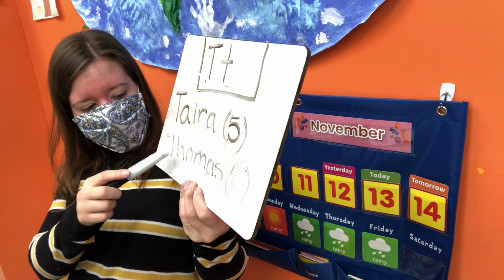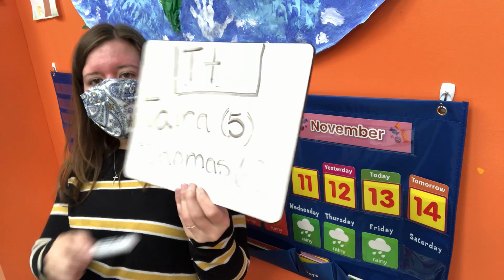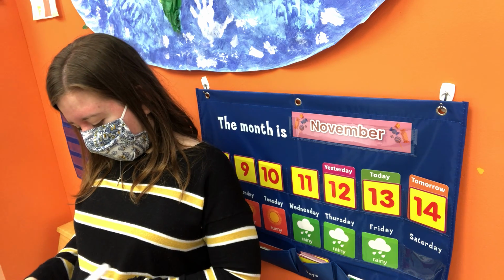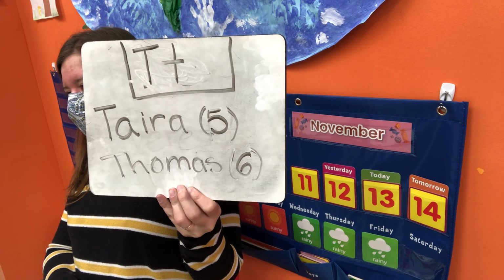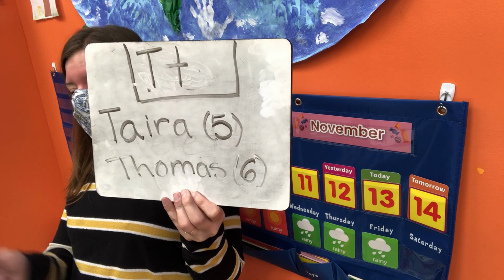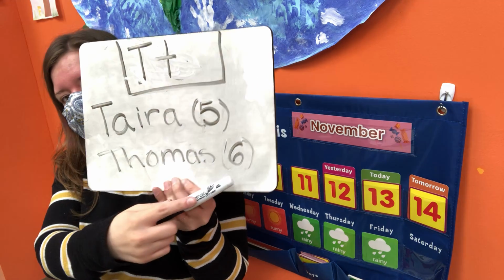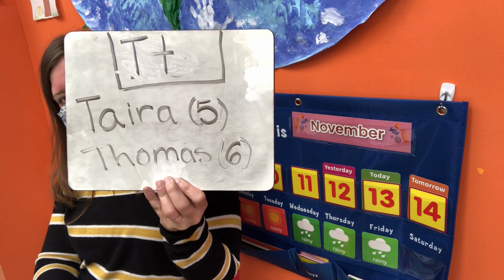Let's count Thomas's name. One, two, three, four, five, six. 5 and 6. After 5 comes 6. That's right. So which number is bigger, 5 or 6? 6. It's bigger. All right. So 6 has more letters in Thomas.